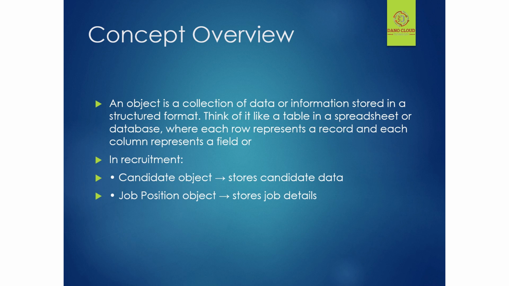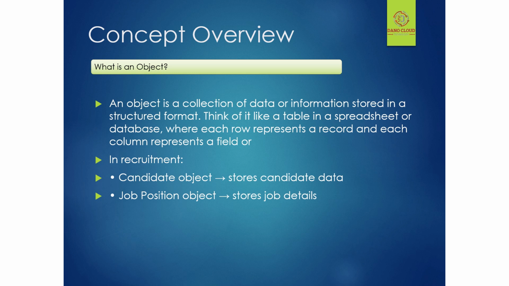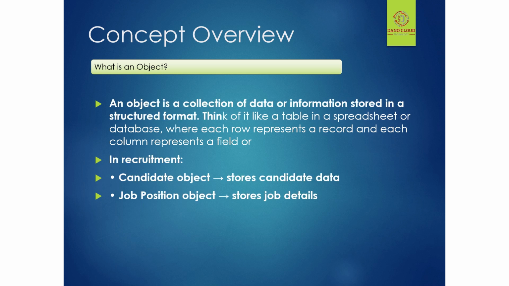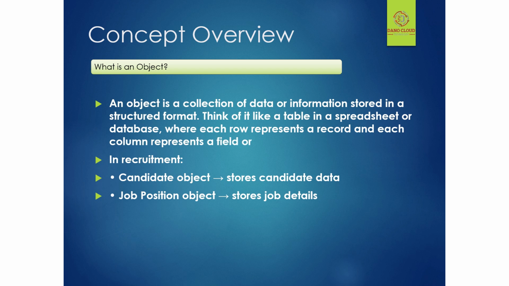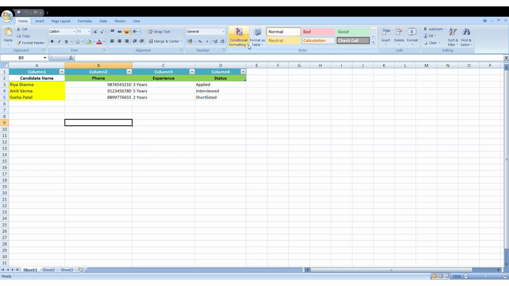What is an object? An object is a collection of data or information stored in a structured format. Think of it like a table in a spreadsheet or database, where each row represents a record and each column represents a field. In recruitment, the candidate object stores candidate data, the job position object stores job details. Here is an example. An object is like a table in Excel. Row is a record and column is a field. Here, the candidate object will have records like Priya Sharma, Amit Verma, Sneha Patel, and with fields like phone, experience, and status.